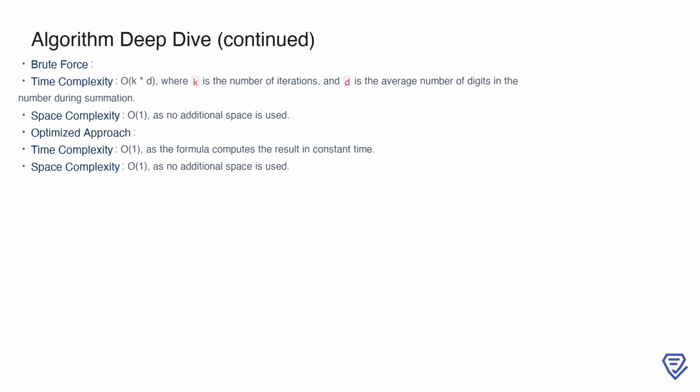In contrast, the optimized approach has a time complexity of O(1), because the formula computes the result in constant time, regardless of the size of the input number. Its space complexity is also O(1), as no additional memory is required. This makes the optimized solution far more efficient for large numbers while still being simple and elegant in its implementation.